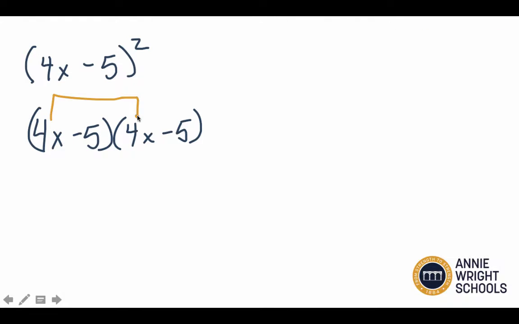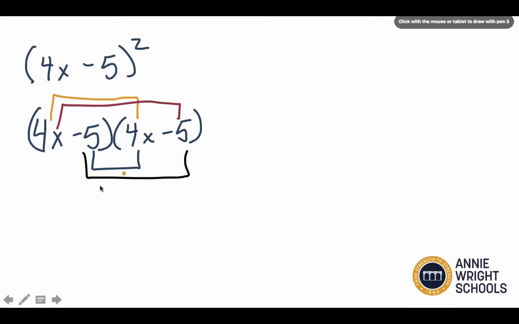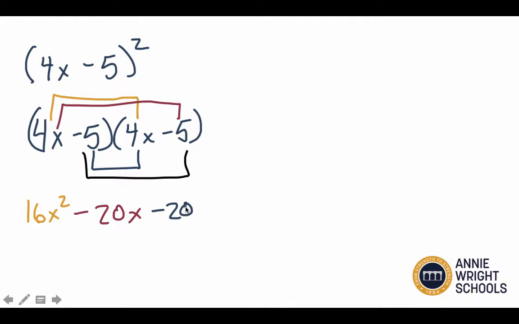That's first, outside, inside, last. The first product is 4x times 4x, or 16x squared. The outside product is 4x times negative 5, or negative 20x. The next product is negative 5 times 4x, and negative 20x. And the last product is negative 5 times negative 5, which is positive 25.